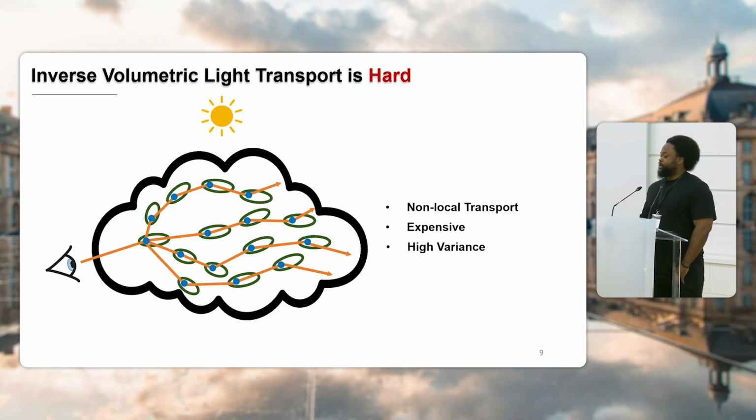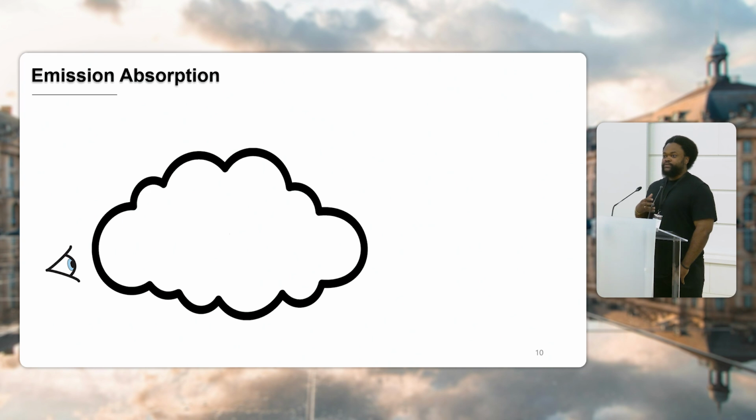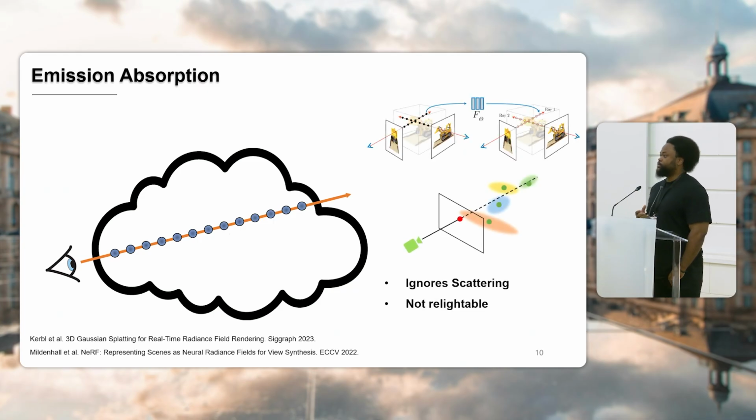As a result, existing methods typically rely on simplifications, the first of which is to simply assume that the model that we use is an emission-absorption model. This is now very common using methods such as NeRF and other work that follow up on this one. The only downside is, however, that this tends to completely discard scattering, and as a result, the optical properties that we obtain are typically not relatable in a physically based rendering way.